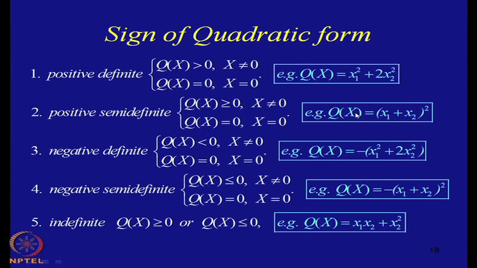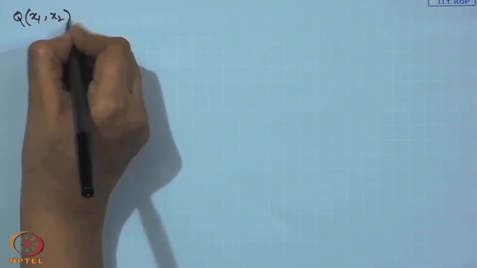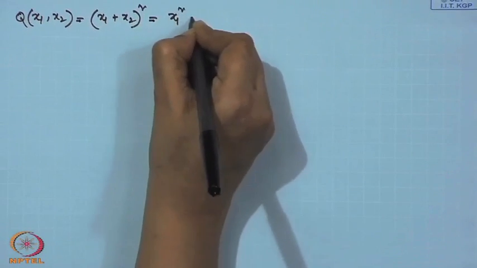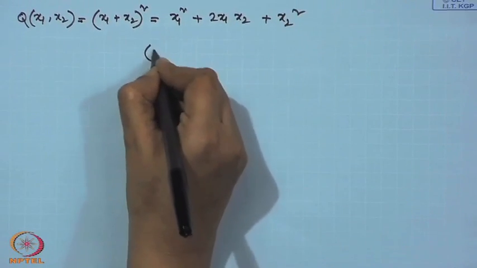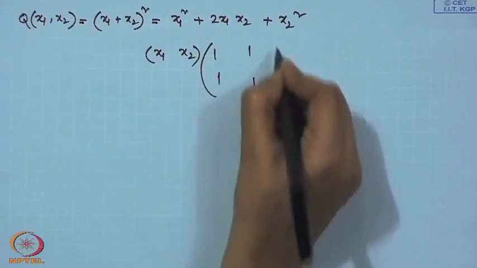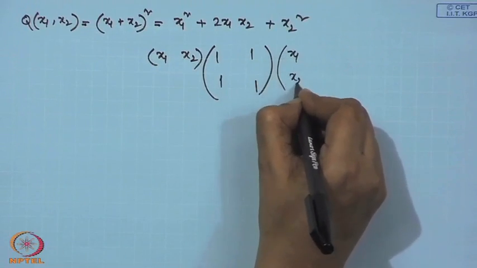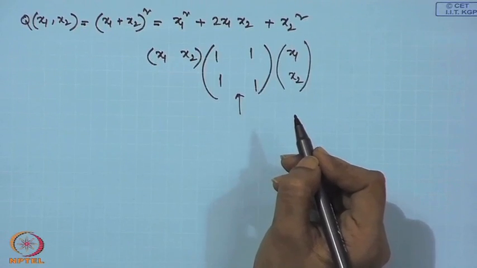And this quadratic form again can be written in terms of the symmetric matrix. Just see, Q of x1 x2 is given as (x1 plus x2) whole square. That means this is equal to x1 square plus 2 x1 x2 plus x2 square. That is why this can be written in terms of x1 x2, the matrix 1 1, 1 1, and x1 x2, and this is again a symmetric matrix because A transpose is equal to A, alright.